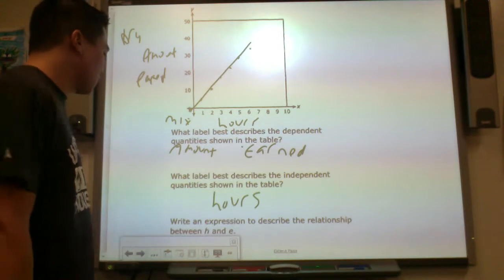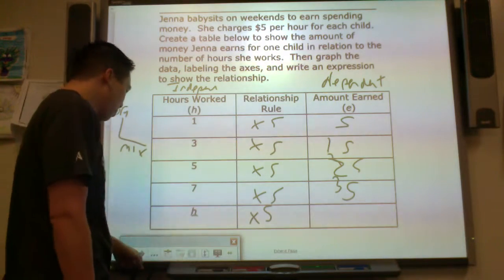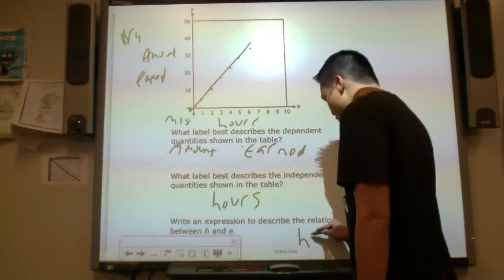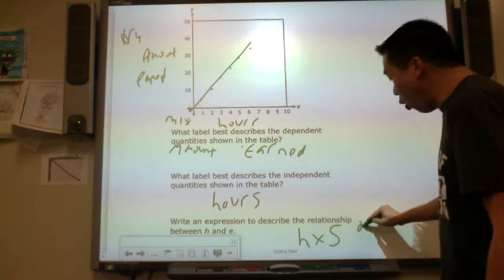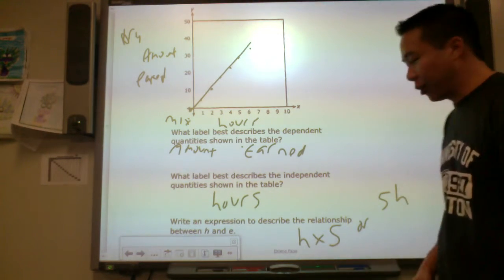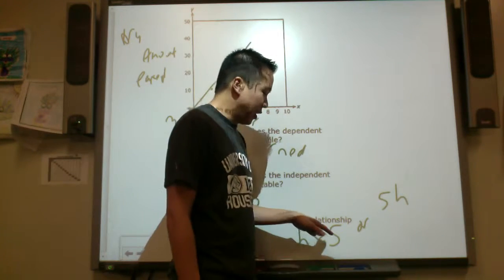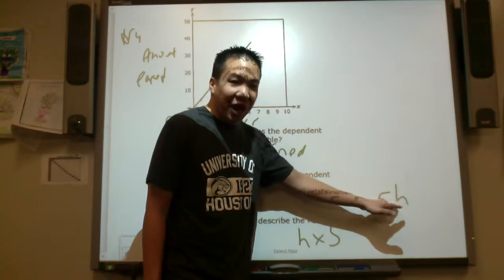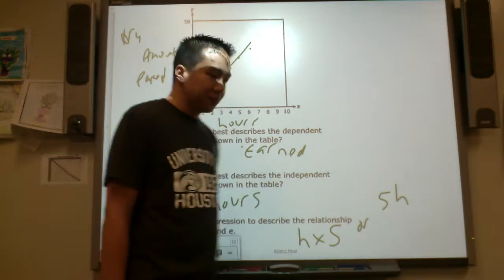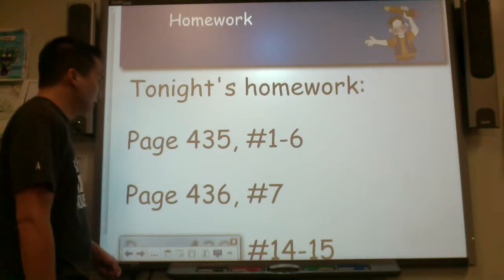Write an expression to describe the relationship. The relationship is multiply by 5 by the number of hours. So h times 5 or 5h. That's $5 for every hour. Because we don't really write hour times 5, we do 5h. That's the correctly written. This is correct, but 5h is better.